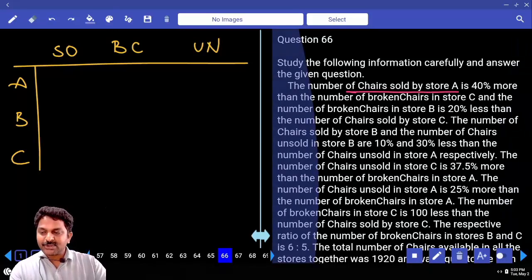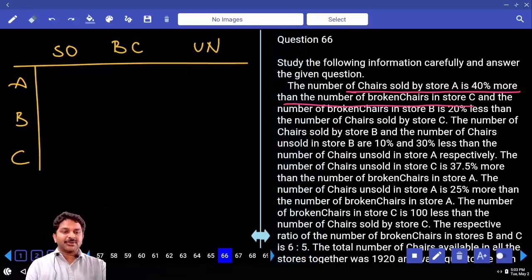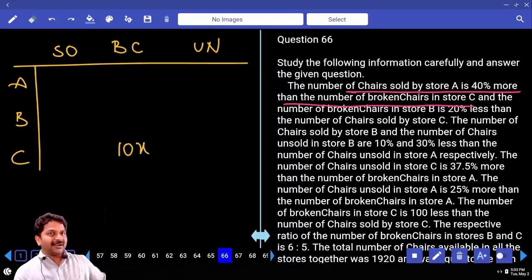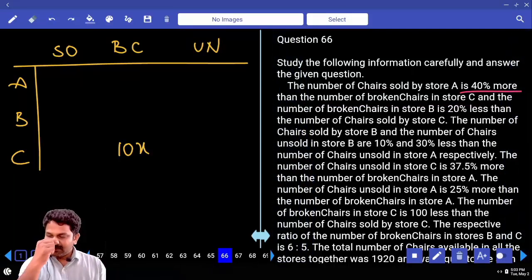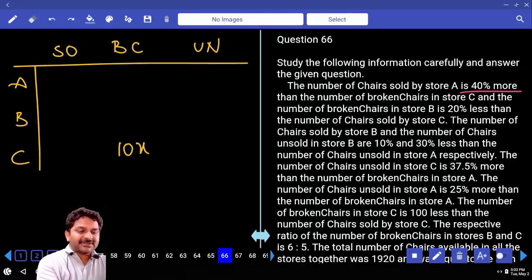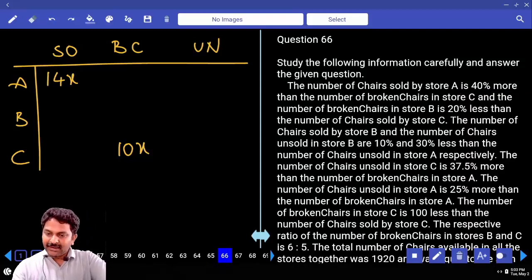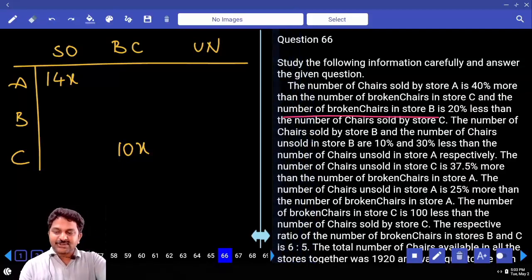Chairs sold by store A is 40% more than broken chairs in store C. If it is 10x, we can definitely start with 100% of x also. But I want to simplify it, and I want to write in terms of x, y, z, and then 10x. Comparison is there in terms of percentage. 40% more in the sense 14x.